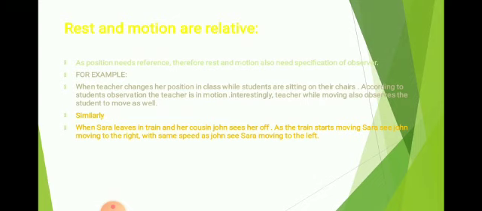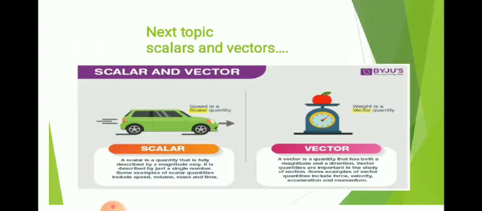Like, when we are sitting in a car, we often say, look, the tree is going backward. But the tree is not going backward. The tree is at rest, but you are moving in the forward direction and keeping the tree at the back. Fine. So this shows that rest and motion are relative to each other.